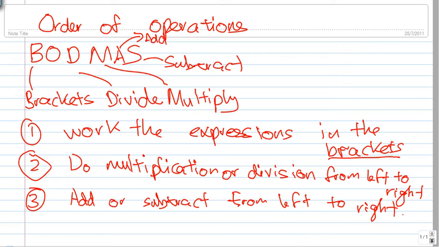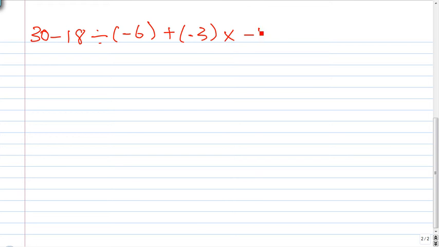So let me just give you an example here of how BODMAS actually works. Let's see: 30 minus 18 divided by minus 6 plus minus 3 times minus 5. Okay, let's perform multiplication and division first before addition and subtraction. In this case, the brackets have already been worked out for you. There you go, minus 5 is as simplified as it can be.